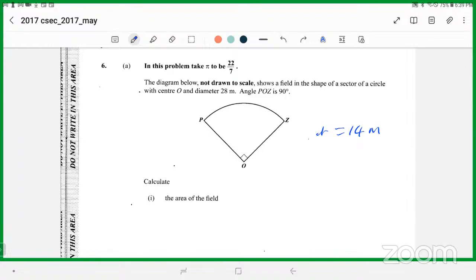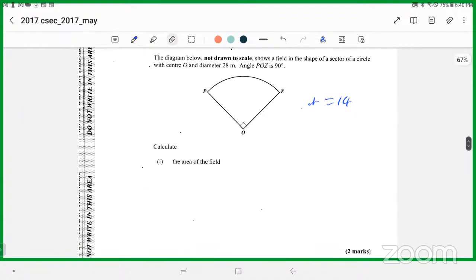14 meters. It says we have to calculate the area of the field. Right here is 90 degrees. So that's actually a quarter circle. If the angle here is 90 degrees, they will just have a quarter of a circle. So we don't have to say 90 over 360 times pi r squared. If you want to do it that way, well, fine. But if the angle is 90 degrees, then we really have a quarter circle. It's going to be a quarter anyway.